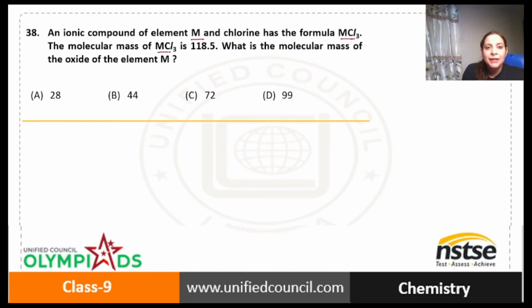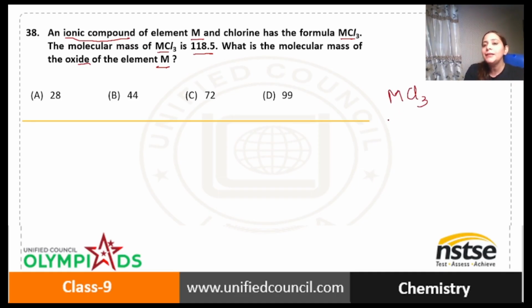Molecular mass of MCl3 is 118.5. What is the molecular mass of the oxide of the element M? First of all, I hope you have understood the statement. It is saying that we have got an ionic compound, which is formed by interchanging the valencies of a cation and an anion, and it has the formula MCl3.